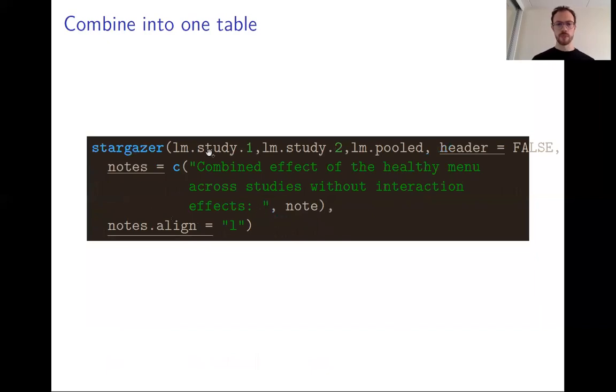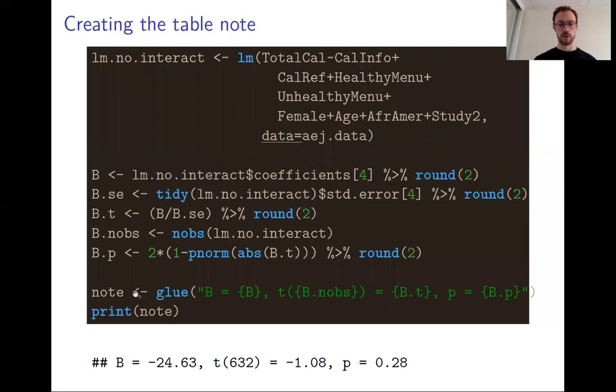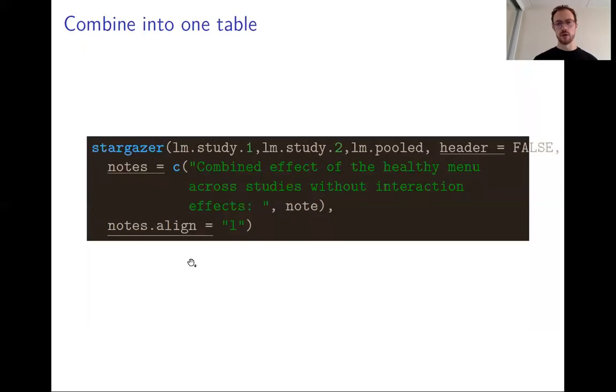I then take the output from study 1, study 2, and the pooled regression, and include this into Stargazer, and then in the notes, I first write "combined effect of the healthy menu across studies without interaction effects," and then afterwards, as a second note, I include the note that I created here. And then this gives me a table that looks very similar to the table from the paper. And I recommend that you look at the output from the review document and compare it to the table in the paper.